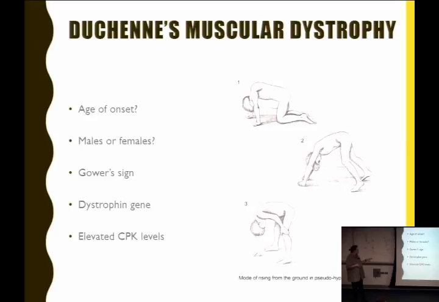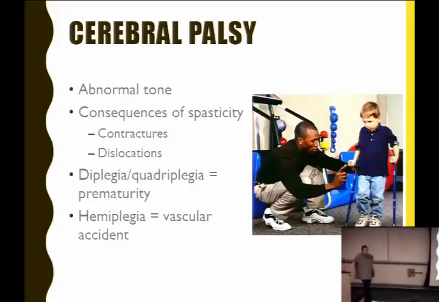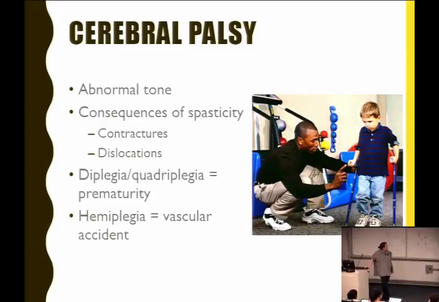The dystrophin gene is pretty easy if you just remember it's Duchenne's muscular dystrophy. And then a common lab finding for these kids will be an elevated CPK. All right. I doubt you'll see CP on your test, but it's my wheelhouse, so I had to put a slide on there. Anyway, kids with CP have abnormal tone.